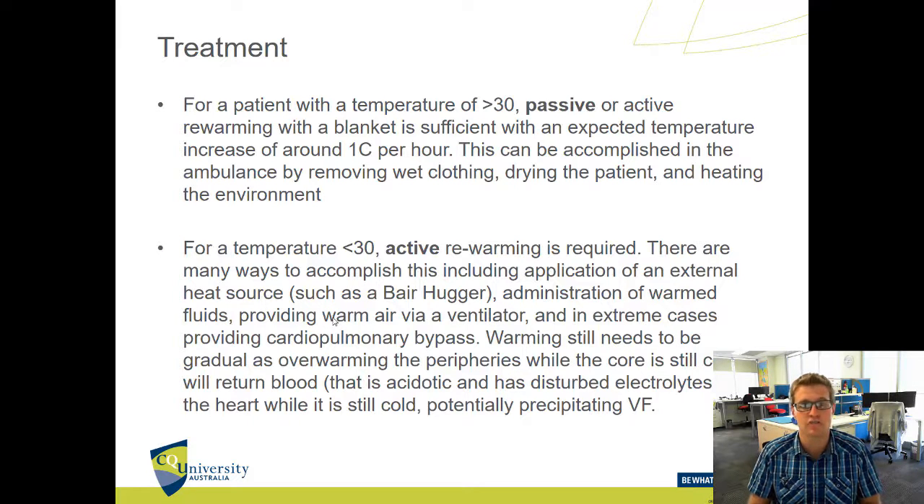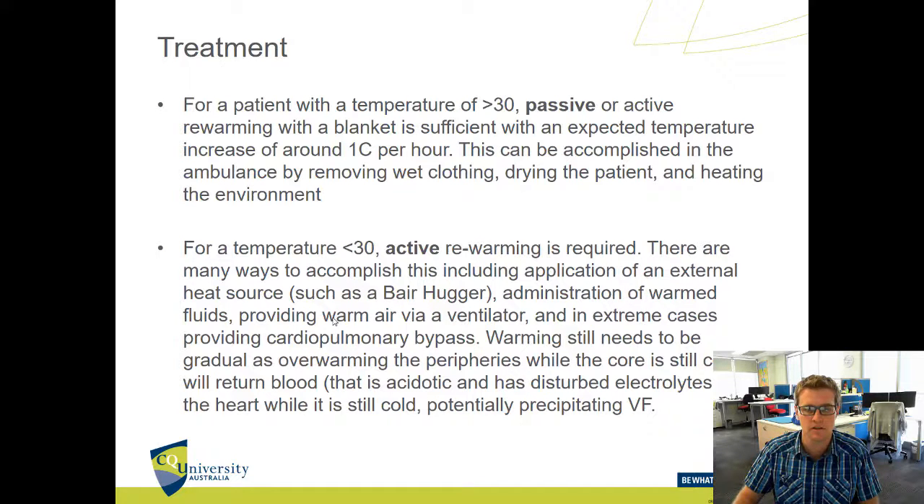In hospital, they have these things called bear huggers, which are these air mattresses or air blankets covered in little perforations that blow hot air all over the patient, so it keeps them dry and warms them up over their entire body. In hospital, they can give warm fluids, they can intubate and ventilate the patient with warm air, so sort of warm them up from the inside out, and in serious cases, they can put them on cardiopulmonary bypass and the machine can warm the blood and then return it back to them.